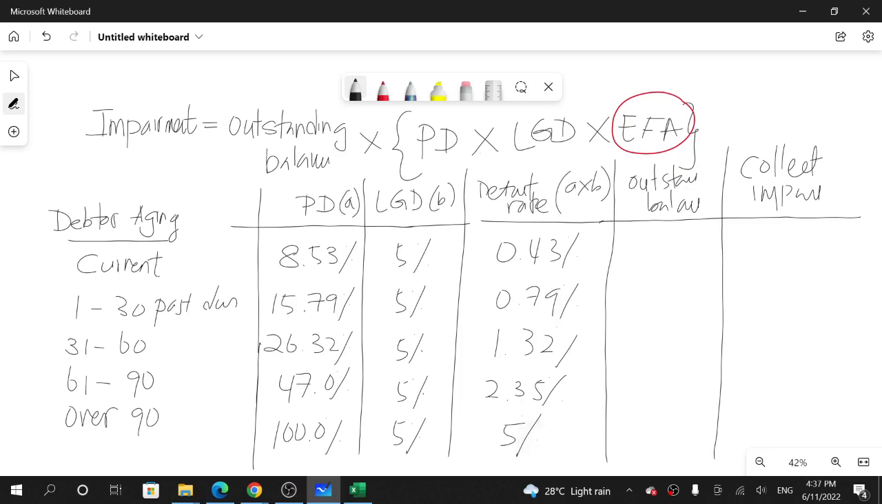Then you can take how much are the outstanding balances. That is 160 million, 90 million, 45 million. Go to the question.